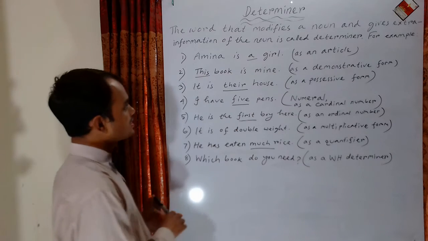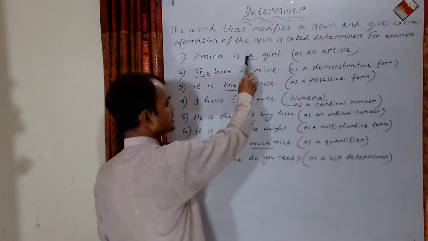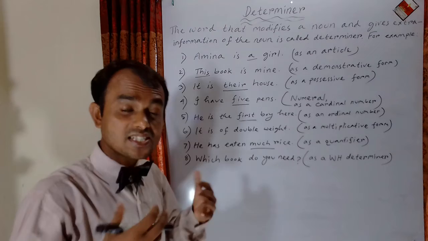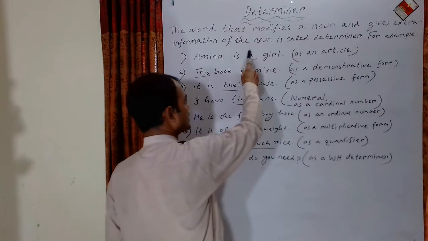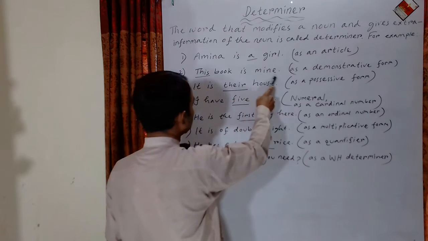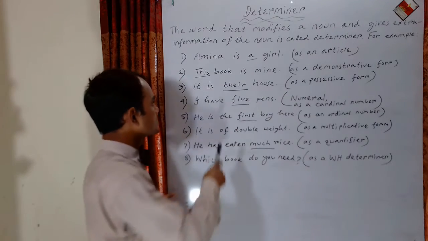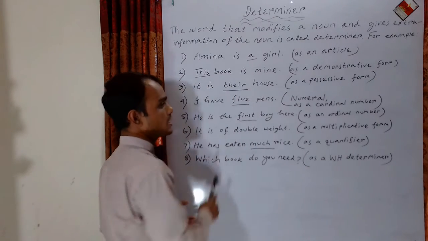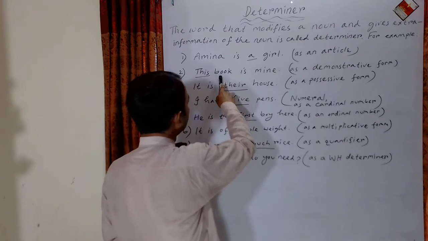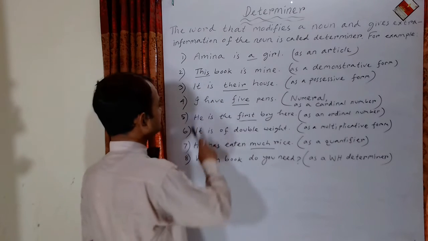Dear students, the first example, Amina is a girl. From this sentence we find an article A. This article is modifying the noun girl and giving extra information of the girl. So this article A is a determiner in this sentence. The next example, this book is mine. The word this is a demonstrative form. This demonstrative form is modifying the noun book and also giving extra information the noun book. For this reason, it is also a determiner as a demonstrative form.